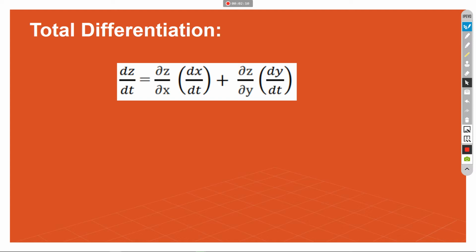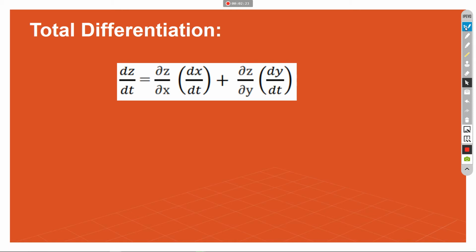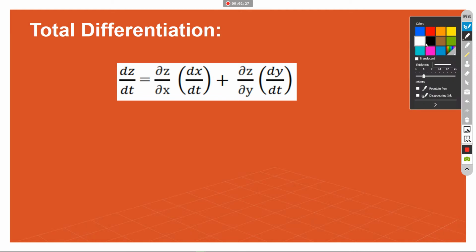So, if you have two independent variables, imagine what happens if you have three unknown variables. Let's say c equals, for example, a function of w, x, and y. That's three. So we will just add to the formula, the total derivative of c with respect to t.